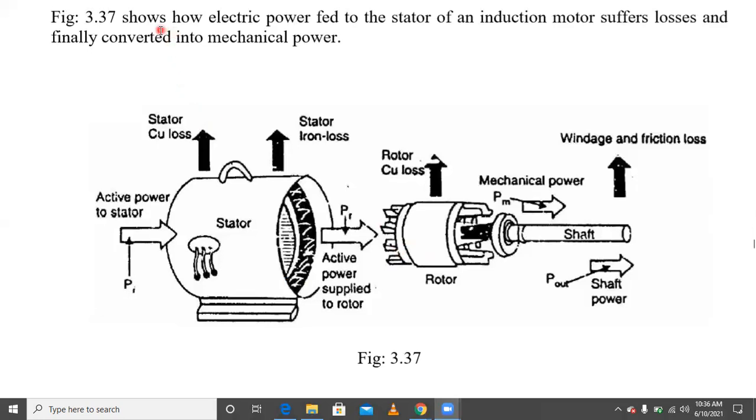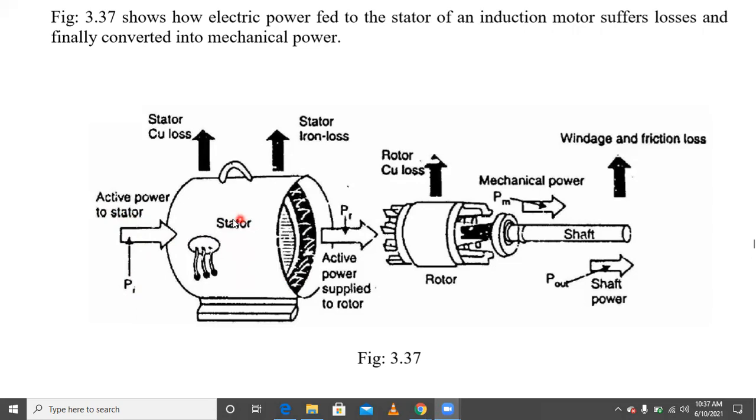This shows the power stages: how electric power is fed to the stator of the induction motor, suffers losses, and is finally converted to mechanical. This is the power flow diagram of a three-phase induction machine. This is the stator. The stator input is the electrical power supply, called input power PI. This is the stator input power.